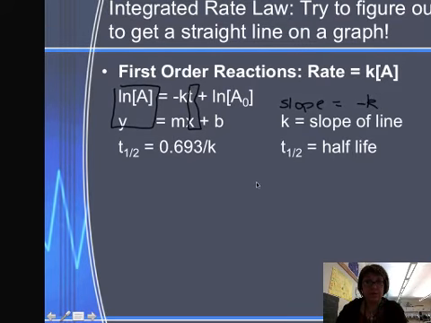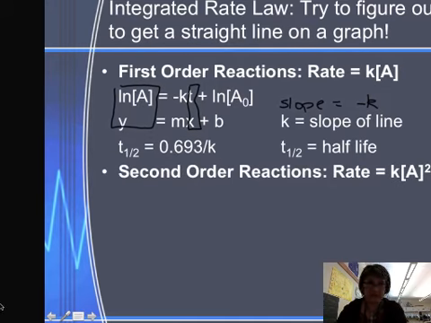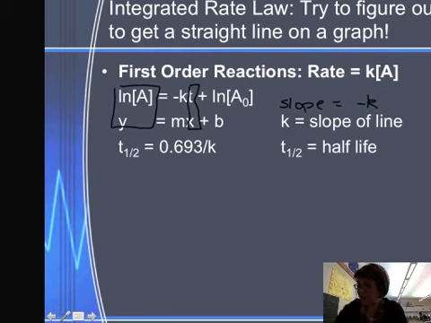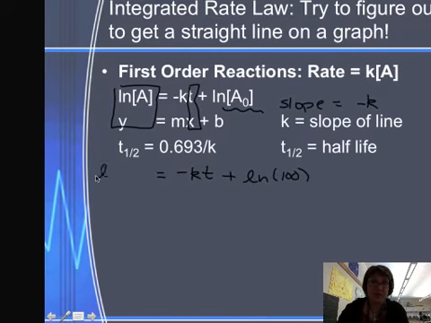It's also easy to see what the half-life is, because if we know the slope of our line, then we know the value of k. And if we know the value of k, then we can get the value of the half-life. So check it out. If I have 100% of my substance, then that means I'm starting with, let's say, 100, because A sub 0 represents my initial amount of stuff. And then at the half-life, that means I would have 50% of my substance.